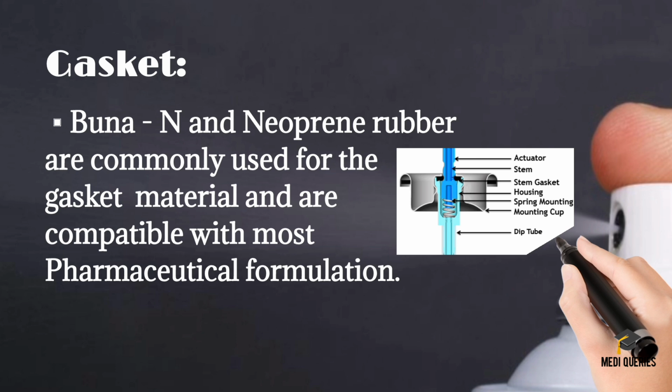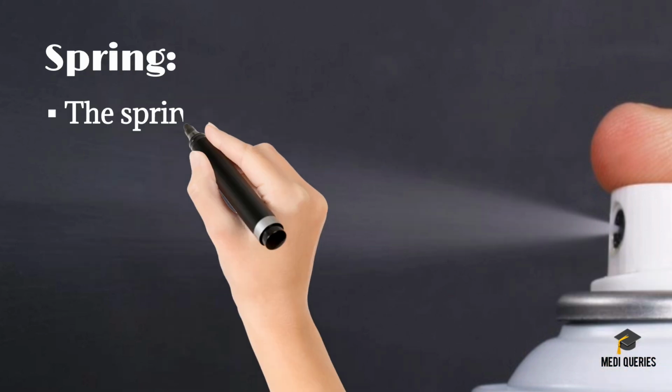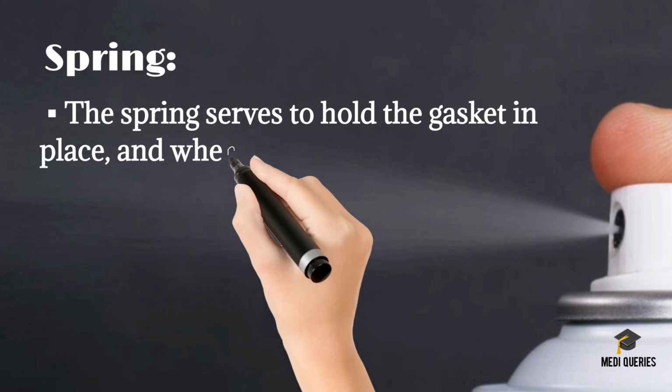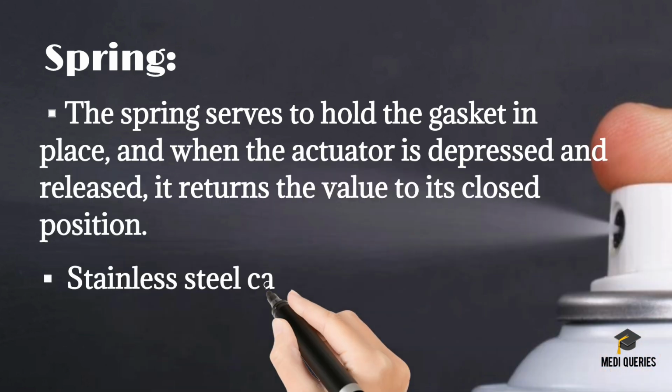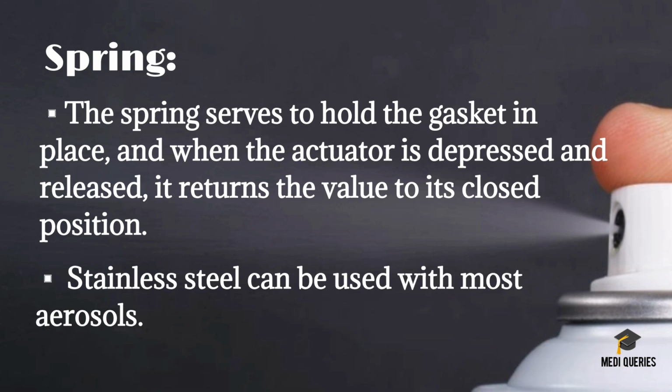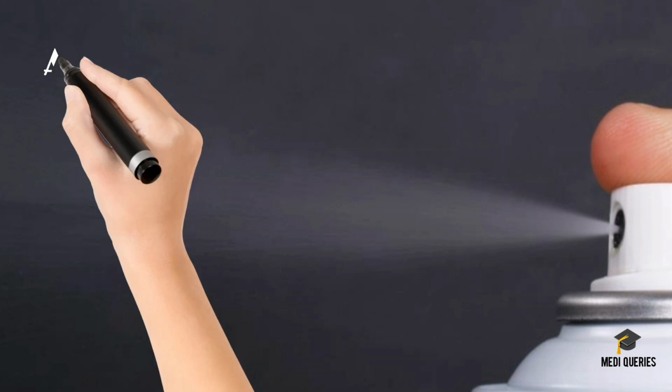And next one is the spring. The spring serves to hold the gasket in place, and when the actuator is depressed and released, it returns the valve to its closed position. Stainless steel can be used with most aerosol systems. The main purpose of the spring is to hold the gasket in position. Okay, what is the actuator?